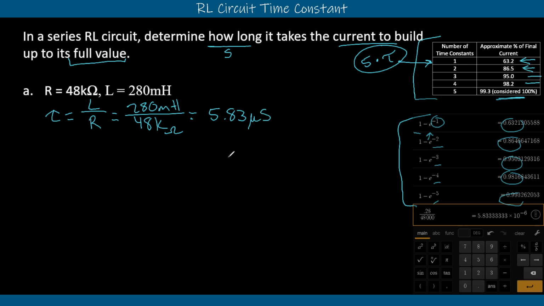That's the length that it took to get from one time constant to the next. So our first one took 5.83 microseconds, our second one also took 5.83 microseconds, and so did the third, the fourth, and the fifth. So we're going to take this value and multiply it by our 5 time constants. Now we're left with 29.2 microseconds. That's the total length of time it took us to build all the way up to our full value.